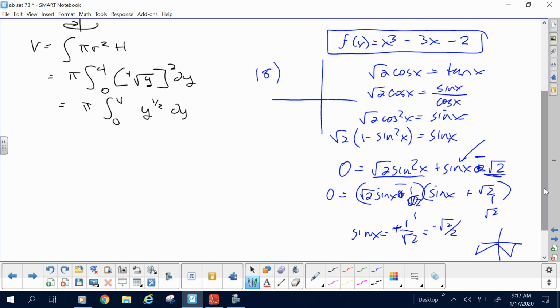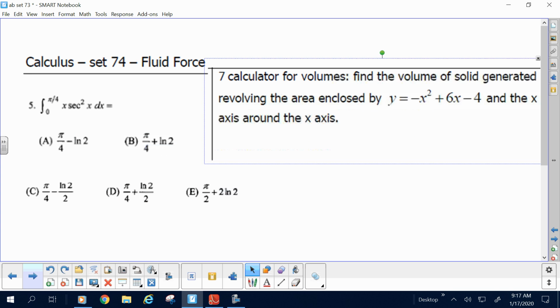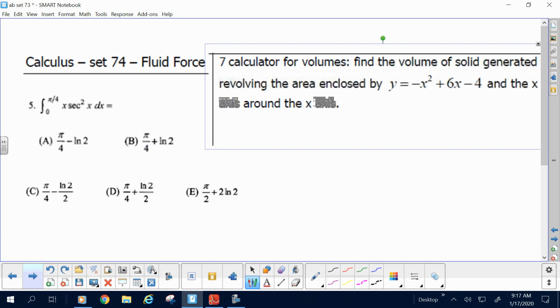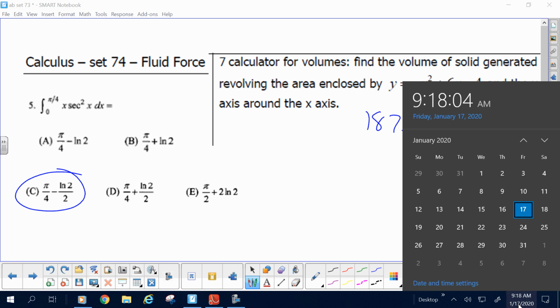All right, let's go over some answers real quick. Now, we probably won't get to your answers on 74A, yeah? Okay, but let's at least get some answers. What do you say? Did you get something like C? You should. Did you get something like 187.328 units cubed? Yes. Can I move on? Yes.